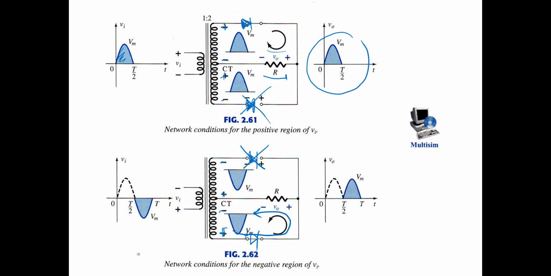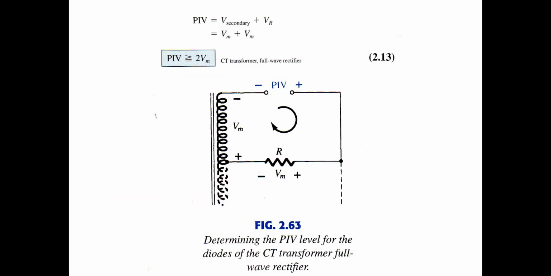So in the negative cycle, we can draw the voltage like this one. It's similar to full wave rectification. So we have the output waveform similar to full wave rectification.